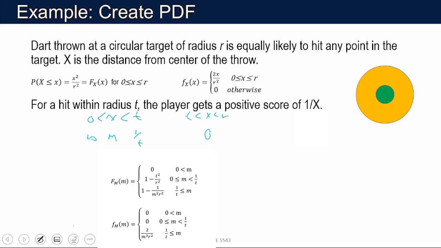And now we can combine all that in order to find our cumulative distribution function and the probability density function of the monetary compensation.